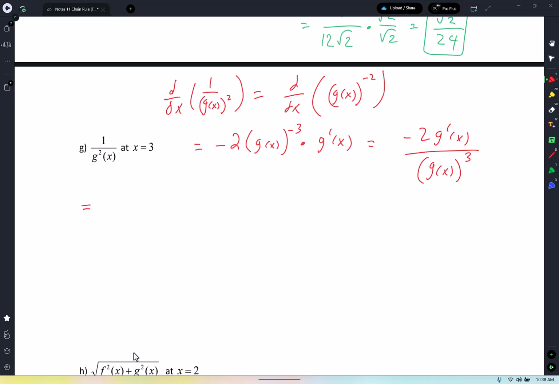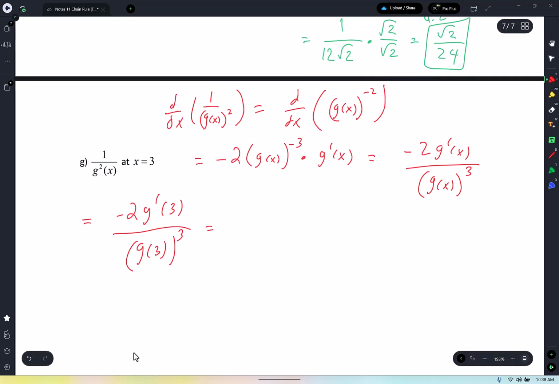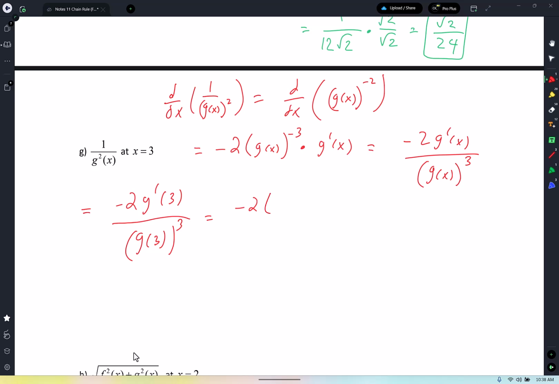I'm going to plug in. Negative 2 g prime of 3 over g of 3 cubed. I should have put the table over here. All right, what is g prime of 3? 5. And then what is g of 3? Negative 4. All right, let's see what this is. Negative divided by negative is a positive, so I have 10 over 64, which reduces to 5 over 32.